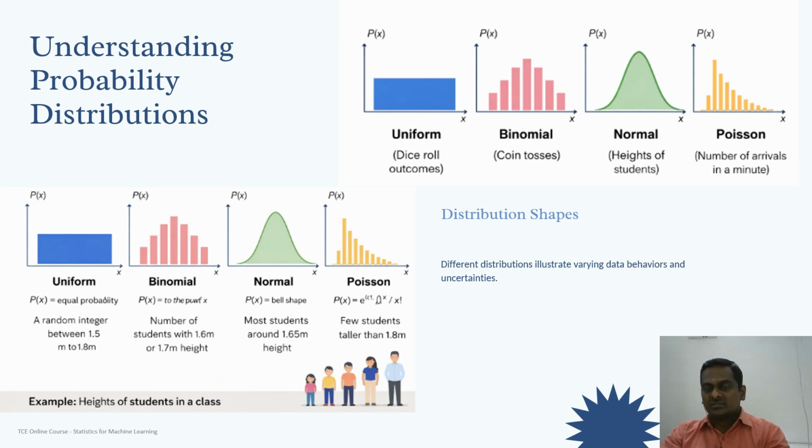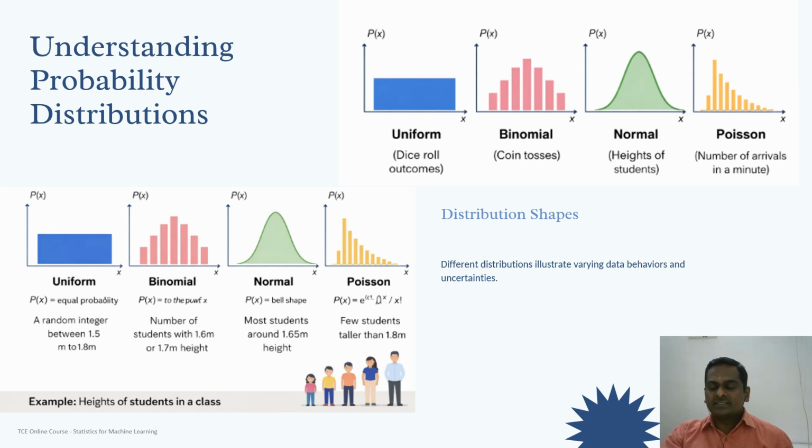Probability distributions. Now, random variables follow something called a probability distribution. A distribution tells us how the values are spread. Some common distributions used in machine learning are Bernoulli distribution for yes or no outcomes, binomial distribution for number of successes or number of failures, and Gaussian distribution for continuous natural data. Distribution helps the model understand the behavior of data instead of just memorizing it.